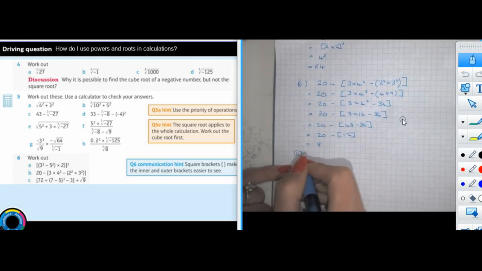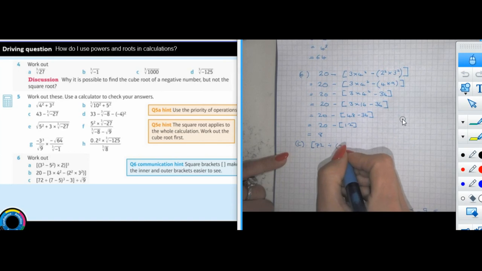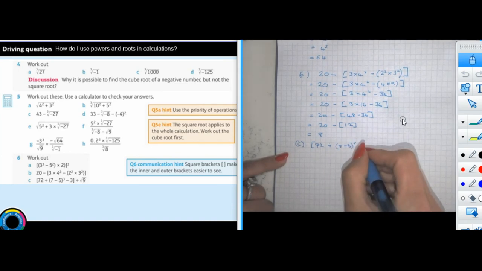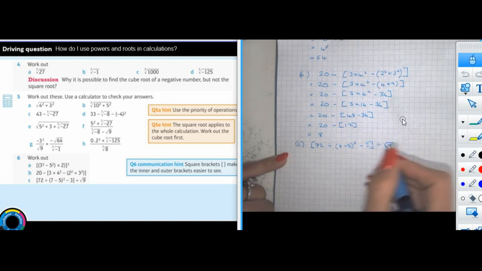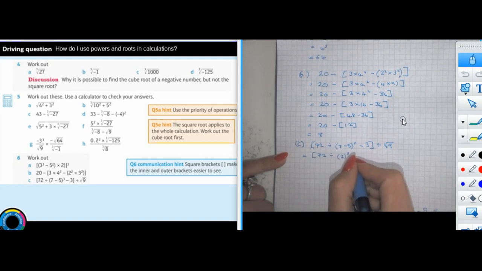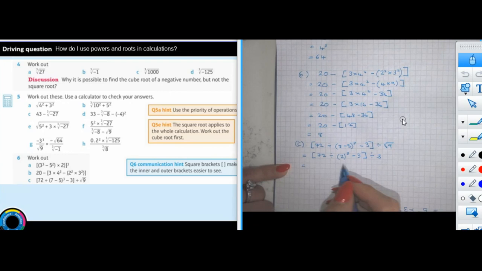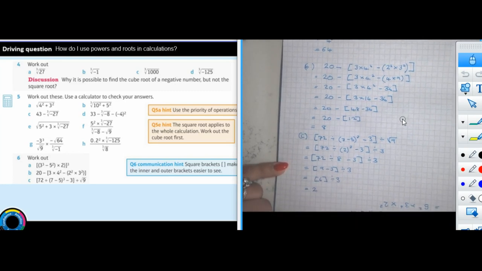And question 6c. 72 divided by 7 minus 5 cubed, minus 3 divided by root 9. Okay, brackets first. 72 divided by 2 cubed minus 3 divided by the square root of 9, which is 3. 72 divided by 8 minus 3 divided by 3. 72 divided by 8 is 9. 9 minus 3 is 6, and 6 divided by 3 is 2.